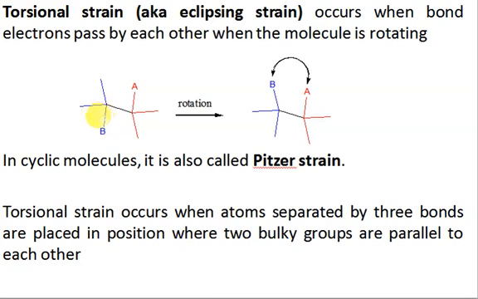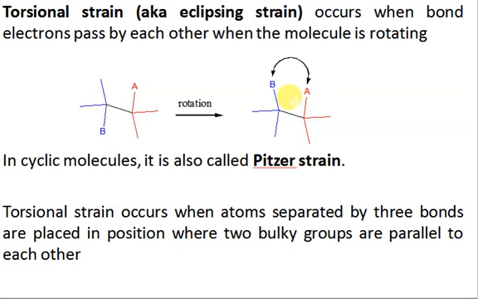When these groups come closer to each other, the electrons in the bonds tend to repel each other, right? When these two are exactly parallel to each other, we say they are eclipsing each other, and at that place the electrons are facing each other. In this condition the electrons face maximum repulsion, and we say this has maximum torsional strain or maximum eclipsing strain, right? Torsional strain occurs when the bond electrons pass each other when the molecule is rotating.